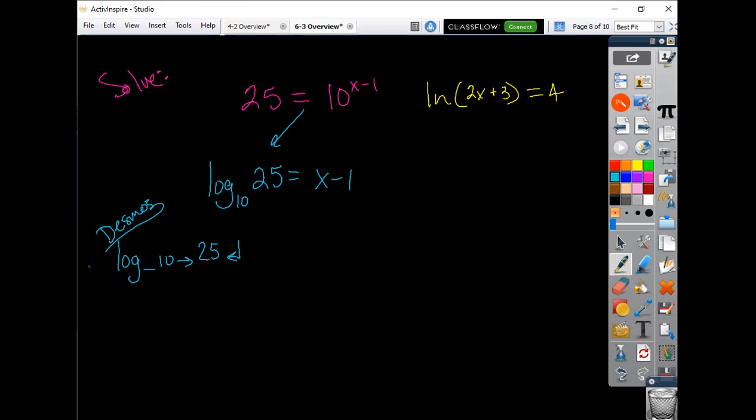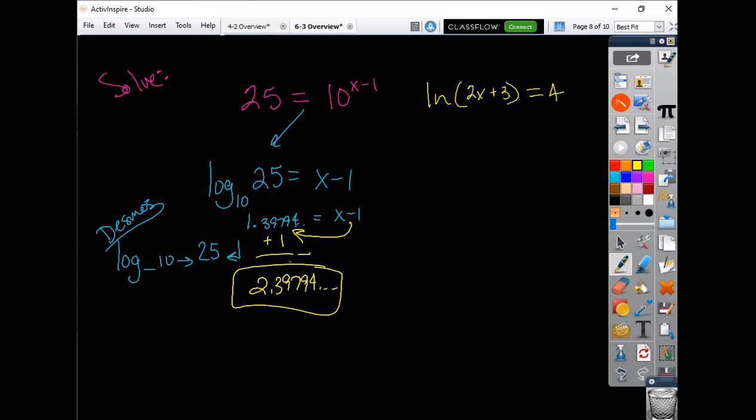If I did that with what I have up here right now, I've got 1.39794, there are some more decimals, and that equals x minus 1. Solving for x, I've got to add that 1 to the other side. So you're going to have 2.39794 for your final answer on that one.